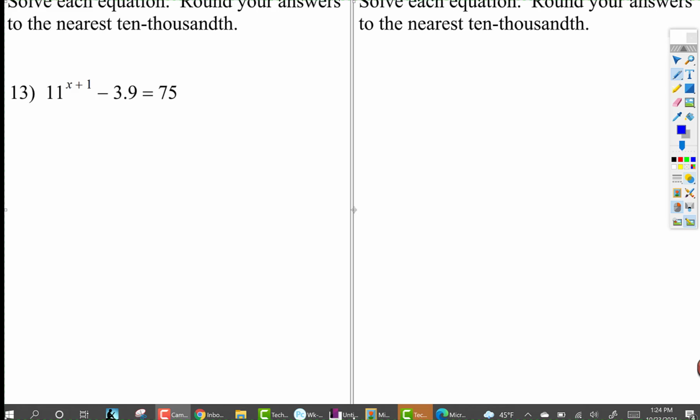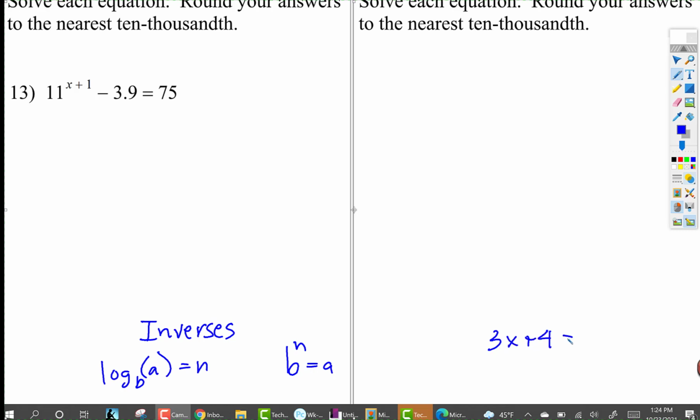Okay, this might mess with your brain a little bit, but remember when I showed you a couple of videos ago that logs and exponentials are inverses, right? So one undoes the other. Just like if you had 3x plus 4 is equal to 12, to get this x by itself, the undoing of positive 4 is negative 4. Whatever you do to one side, you have to do to the other.